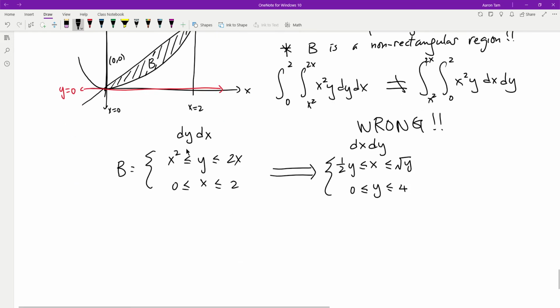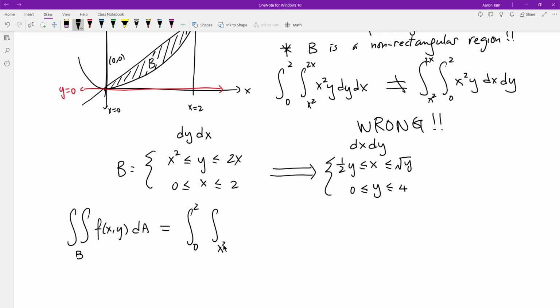So that indicates our Riemann integral over B of f of x, y dA. Yes, almost every double Riemann integral looks just like that, except that we're changing what B is and what f of x, y is, and then we choose between dx dy or dy dx. This would transform into this Riemann integral in the order of dy dx, but it can also transform into this integral, which goes dx dy, and therefore we get between 1/2 y to radical y, and then 0 to 4.